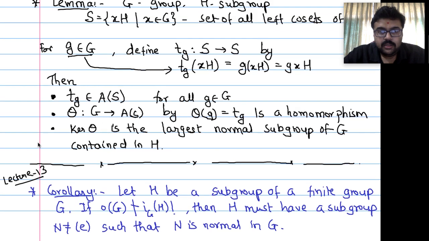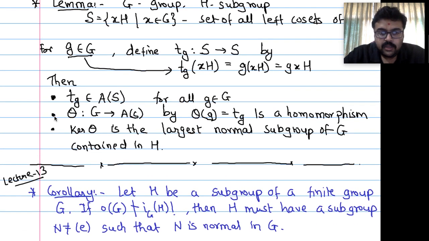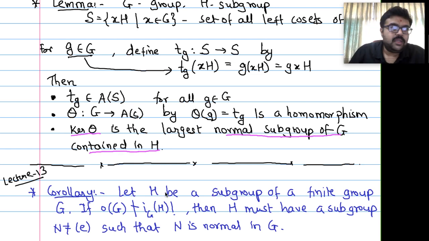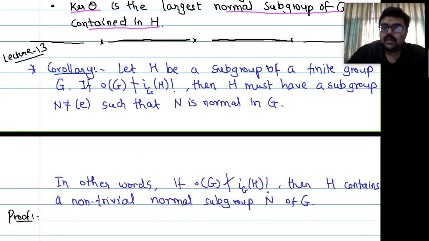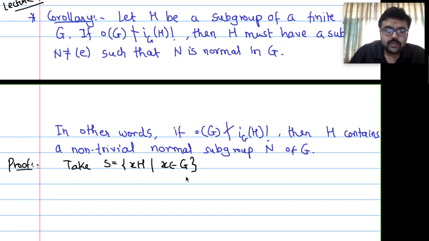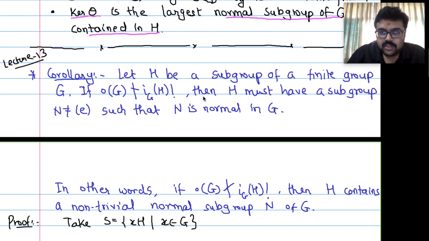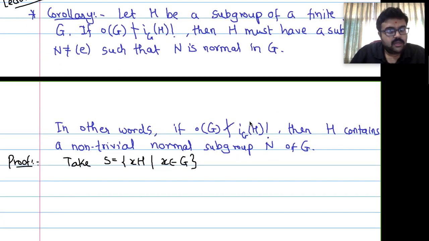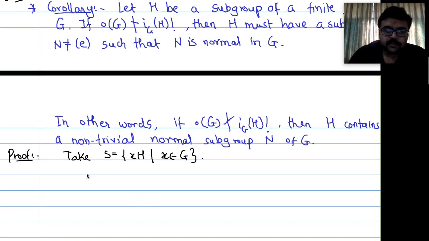So now see, in the lemma itself we have a normal subgroup, the kernel of theta. As you can see, the kernel of theta is a normal subgroup of G, and it is contained in H. It is the same thing. So what we do is we take the set S as above. So take S equal to the set of XH, where X belongs to G. So let S be the set of all left cosets of H in G. We are given H is a subgroup of the finite group G. So again, as above, S is the set of all left cosets.